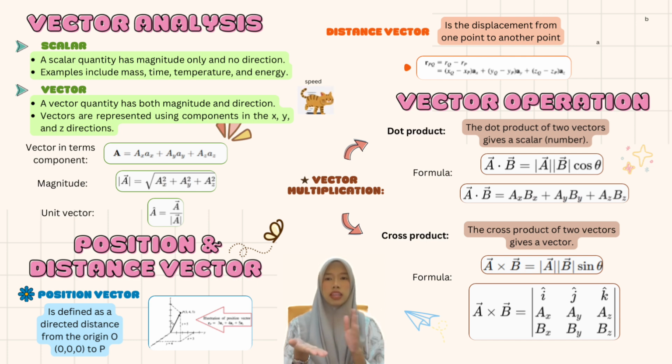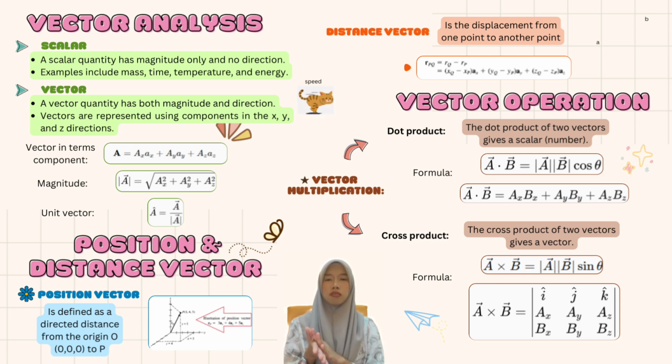Vectors can be written using x, y and z components. The magnitude of a vector is calculated using the square root of the sum of the squares of its components. To find direction only, we use a unit vector, which is obtained by dividing the vector by its magnitude.